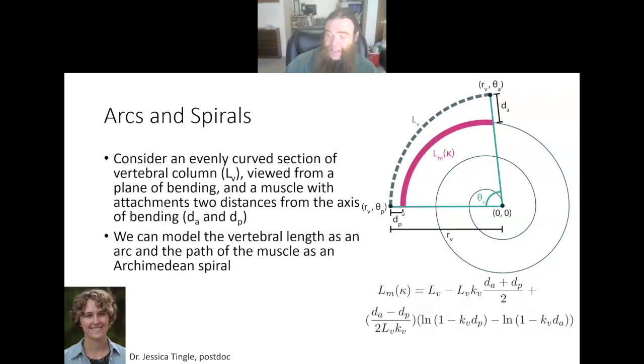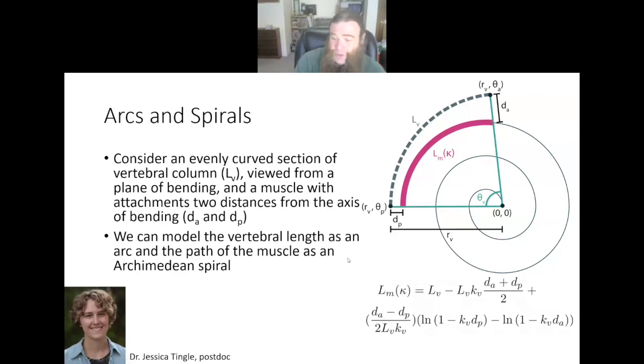But for muscles like the iliocostalis, the posterior attachment point and the anterior attachment point, DP and DA, might be different distances from the vertebral column. And in fact, with the exception of one muscle, that's the way it is for all of the snake muscles. So instead, it winds up being an Archimedean spiral. To figure out the length of the muscle, we have to figure out the arc length of a segment of an Archimedean spiral, which results in this fairly nasty equation down here.